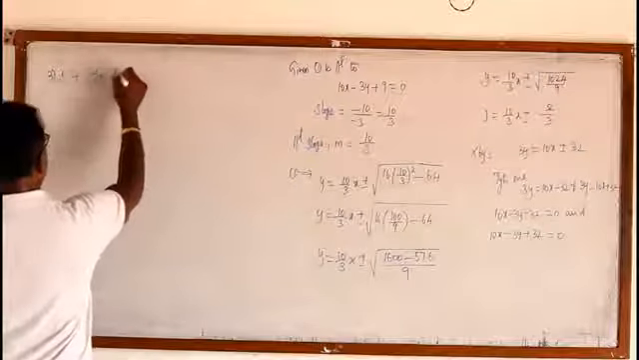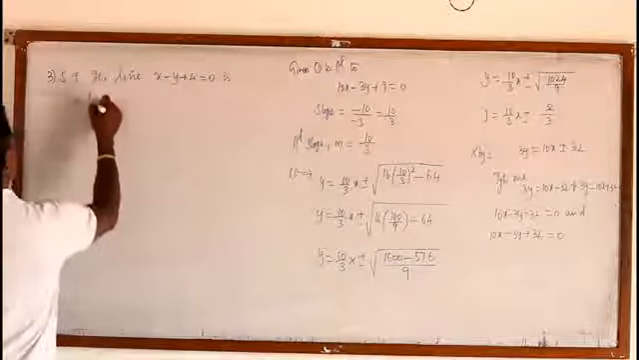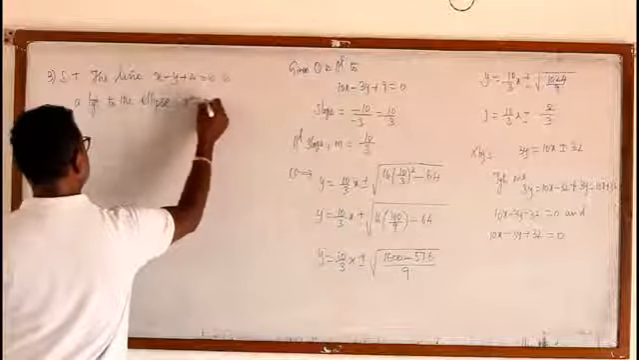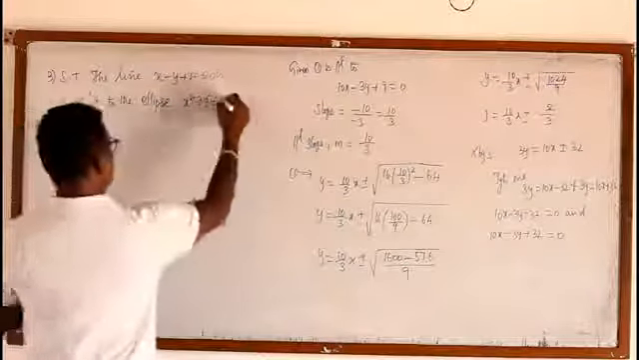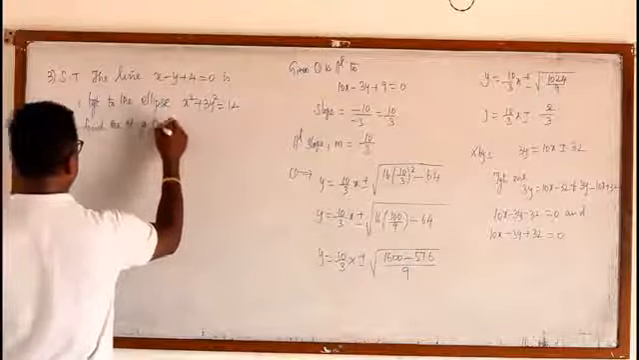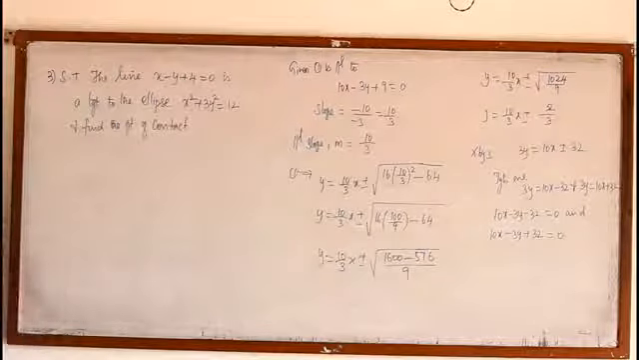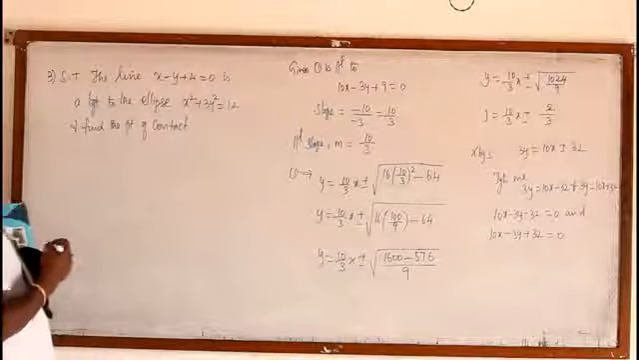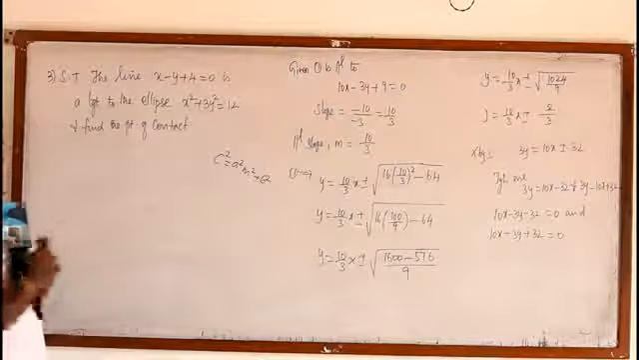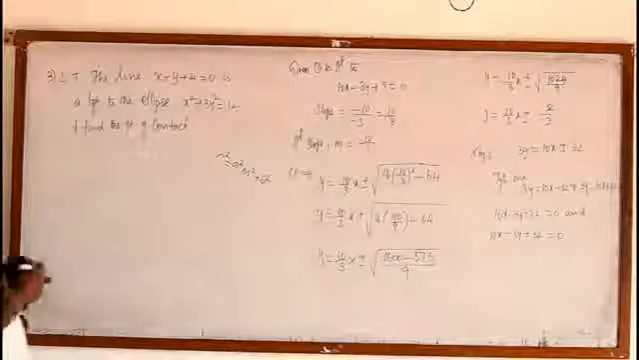Show that the line x minus y plus 4 equal to 0 is a tangent to the ellipse x square plus 3y square equal to 12 and find the point of contact. I must show this line is a tangent to the ellipse. We know if a line is to be a tangent to an ellipse, then it must satisfy c square equal to a square m square plus b square. So we should check whether the line satisfies this condition. If it is satisfying, then we can say the line is a tangent to the ellipse.